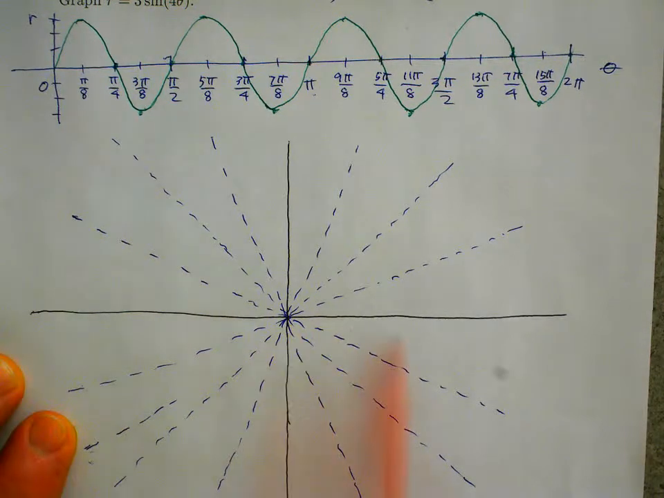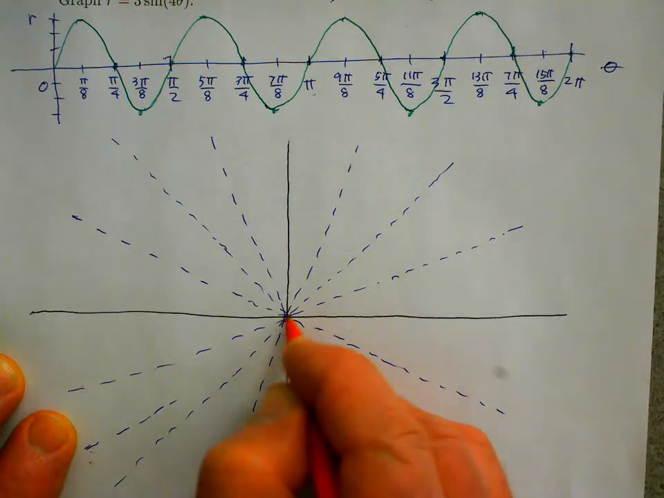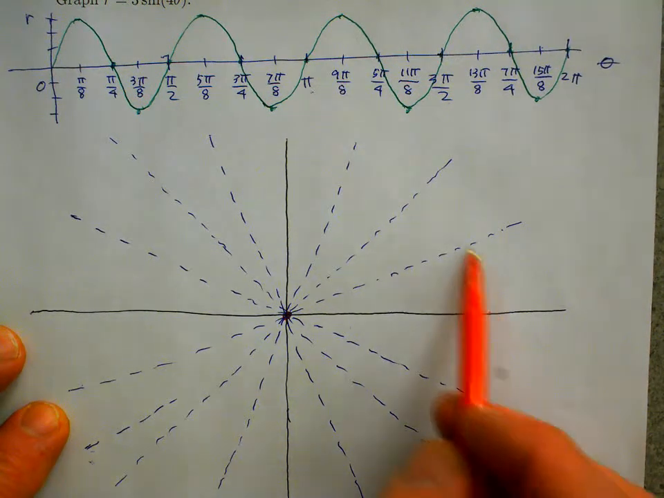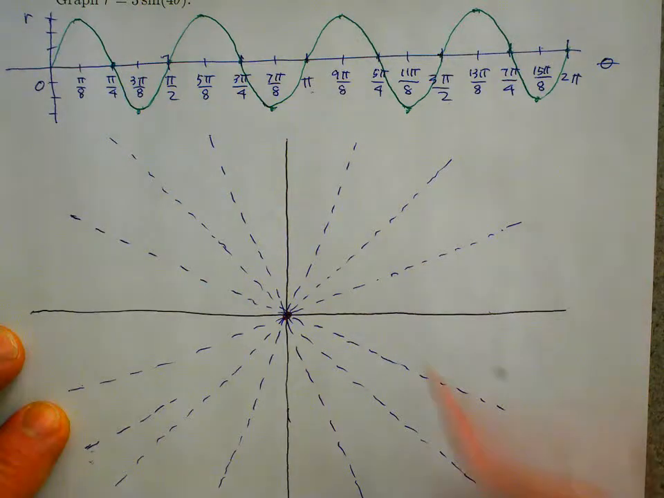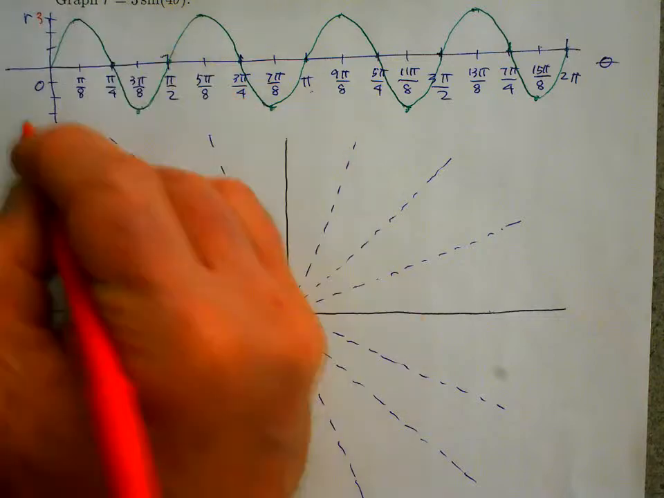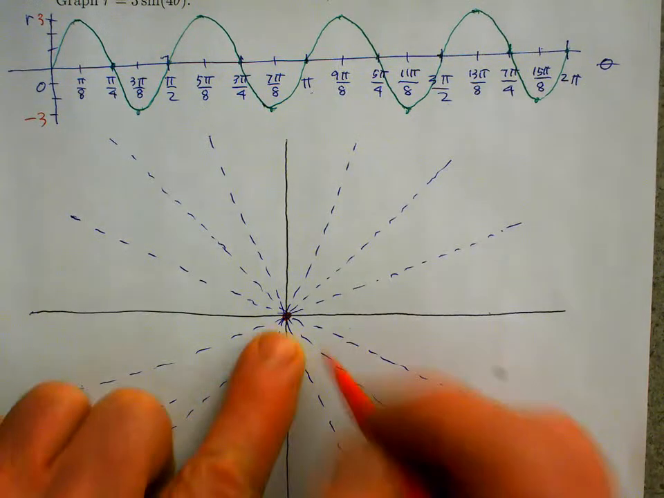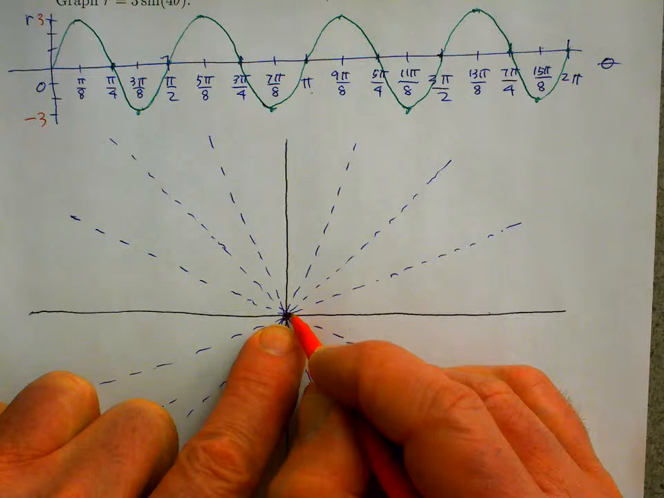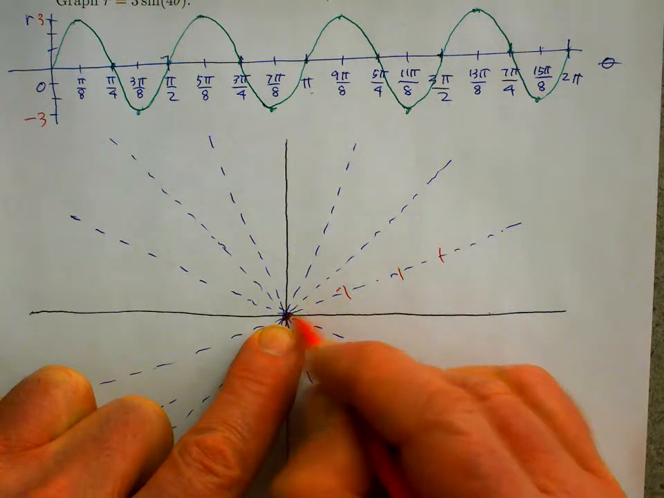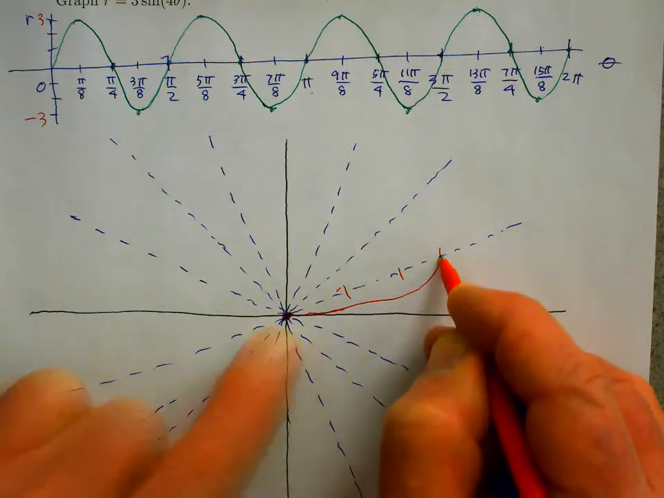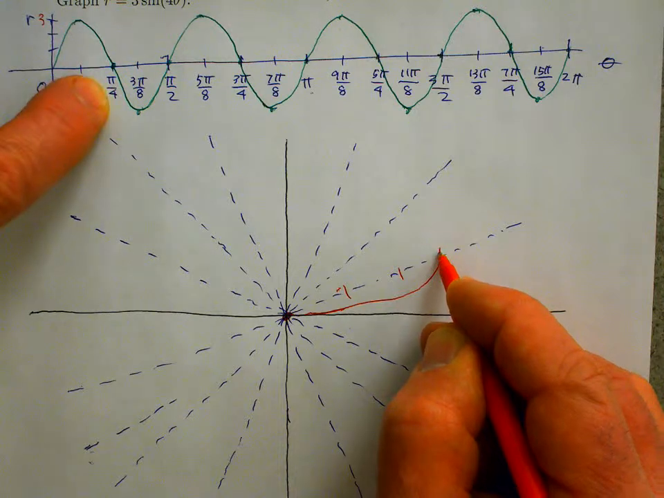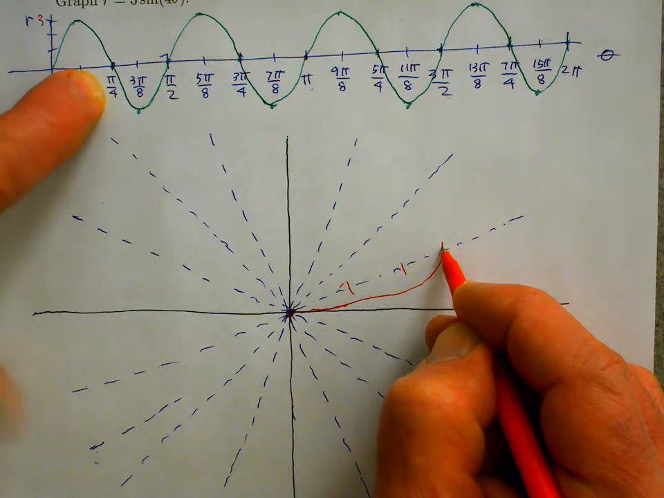when theta is 0, r is 0. Then between theta equals 0 and pi over 8, the r value goes to 3. So we have half of a loop, 3 units long. Then between pi over 8 and pi over 4, we go back to 0, or the origin.